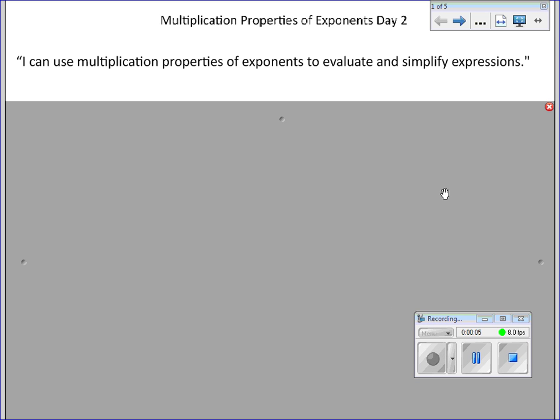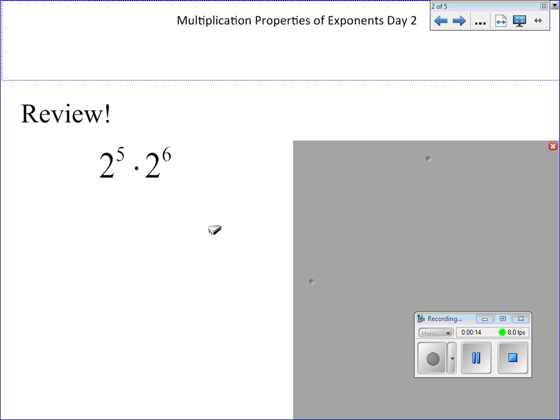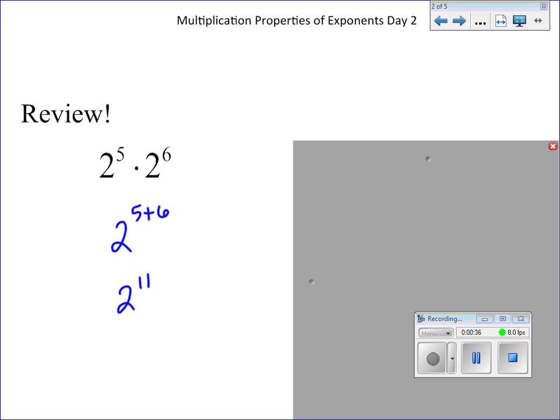Okay, today we're going to be talking about the multiplication properties of exponents, day two, the second one. Before we dive into that, I really want to make sure that we remember our first two rules. Our first rule, the product of exponents rule, said if you have the exact same base and it being multiplication, then all we have to do is simply keep the same base and find the sum of the exponents, or add the exponents. So we would get 2 to the 11th power.